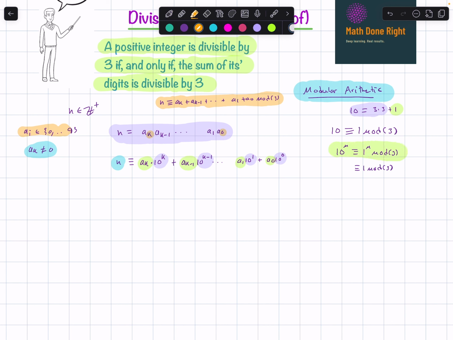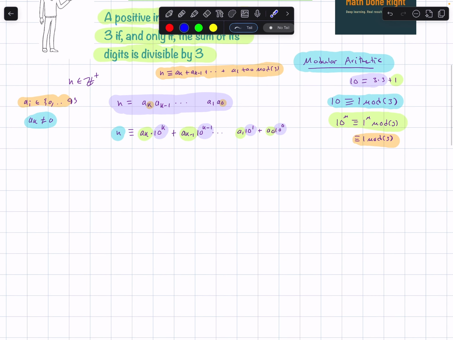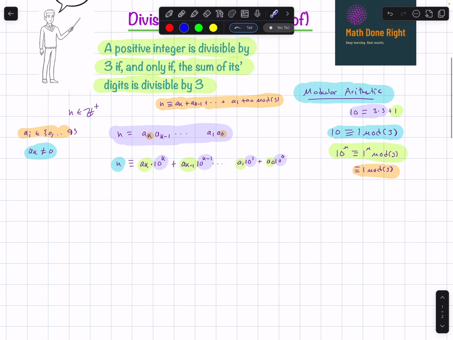Again, if any of this stuff is strange, please do check out the pretty lengthy playlist on modular arithmetic, where we go through the rules, prove everything, do a bunch of problems, and show really cool applications. And this is one of them. Okay, so what does this mean?